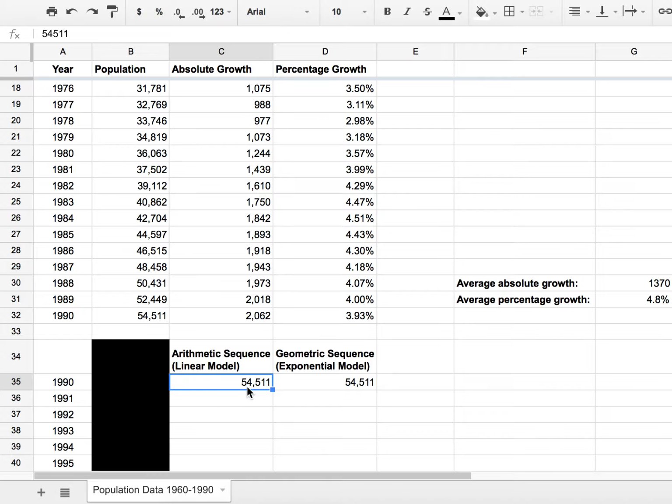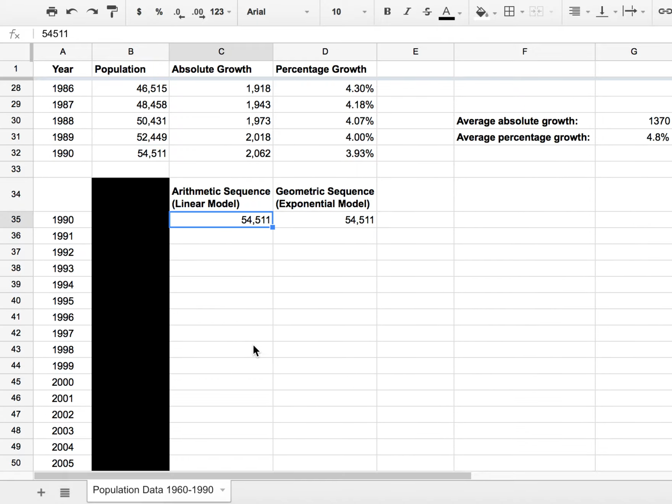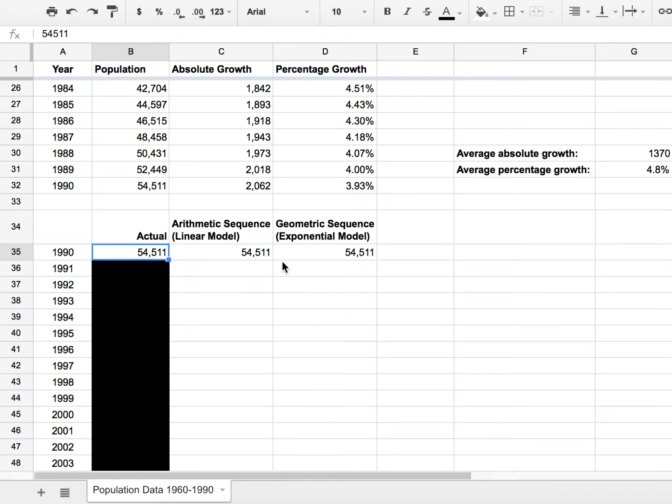Now, I've hidden some cells here, and I've blocked out the true population up to 2012, and we don't actually even know after that. But one thing we do know for sure, we can clear those out. There were 54,511 people in 1990, and we're going to build two models, but they'll all start from that same place. Now, this first model will be based on absolute growth. We're going to repeatedly add 1370, which means it's an arithmetic sequence, and repeated adding we can also call a linear model. And here's how we'll do it. A simple formula. We'll take the true population in 1990, and add 1370. And we can continue that on down if we want, all the way down to 2012.